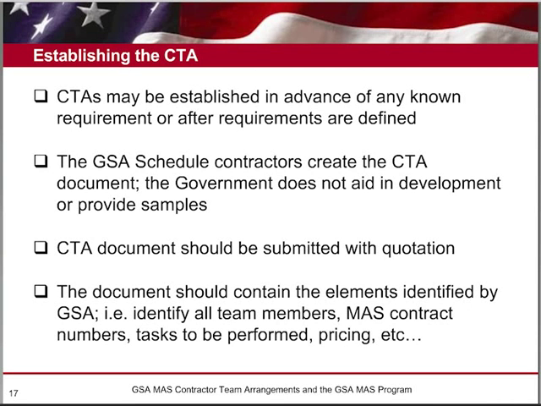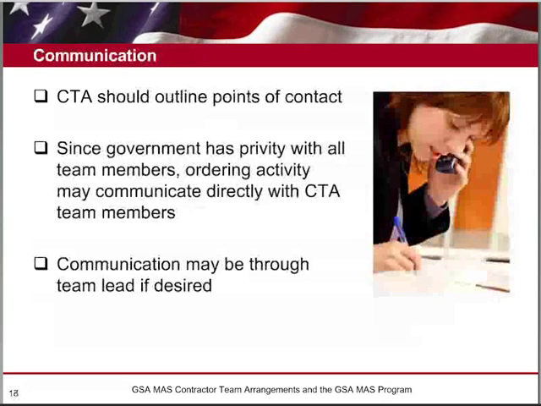Communication is critical in terms of contractor teaming arrangements. Obviously it's important to outline the points of contact, but it's also important that the communication happen among the team members. Communication with the government can be with a team lead if it's desired. A lot of customer agencies desire to have a team lead to help manage the various team partners and want to communicate with one point of contact, but communication is a real key element throughout the process.